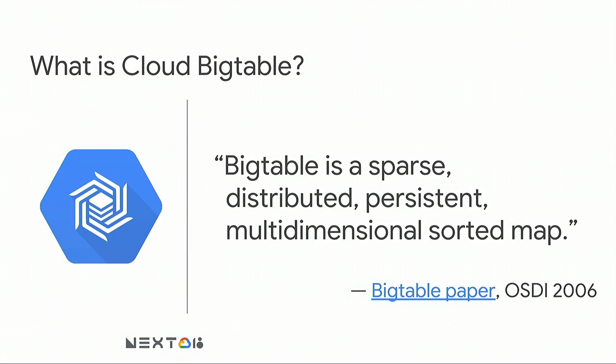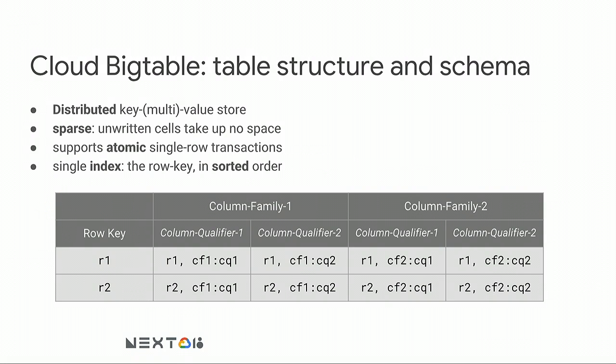So what is Cloud Bigtable? Bigtable is a sparse, distributed, persistent, multi-dimensional sorted map. That's the description from the paper that we published in 2006. Let's dive into some of the details behind what this is. So Bigtable is a distributed key multi-value store. So for a single key, you can store many different values. Bigtable is sparse in that if you don't write data in a particular number of cells, it does not cost you any storage space. So you can store data in rows that is relevant to them, and you don't need to fill out every single cell with null or placeholder values.